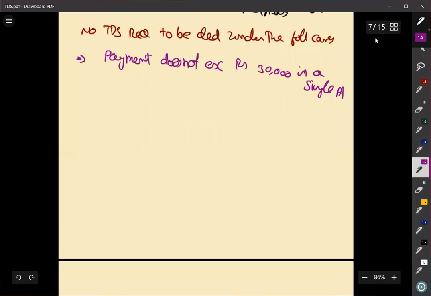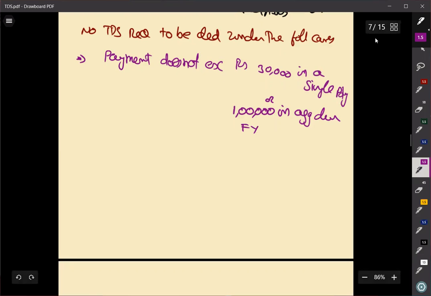Some cases, what will happen? Say, I am having a canteen in my company. So that canteen, I had given a contract for catering. So what will be happening? The payment will not be a single. The payment will be periodical. Every month, I need to make a payment to him. So in that case, it is not 30,000. In that case, what it says, if the payment does not exceed 1 lakh in aggregate, because every month I am paying some money to the contractor. So 1 lakh in aggregate during financial year.